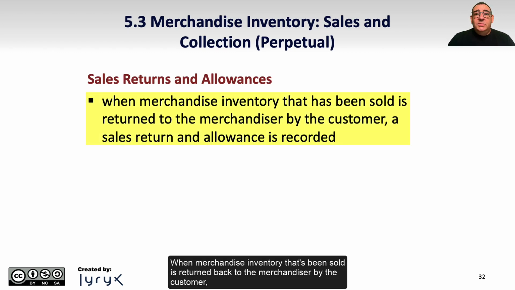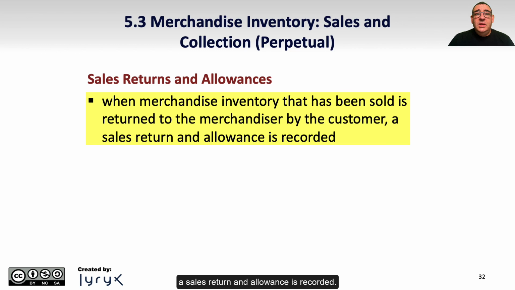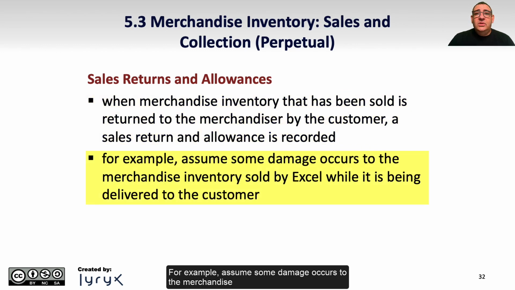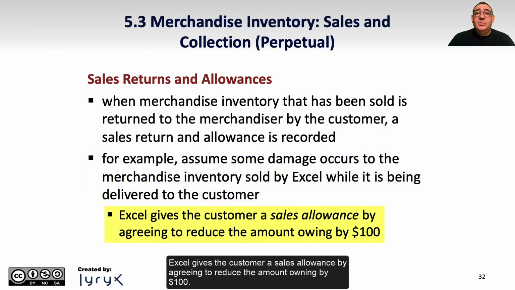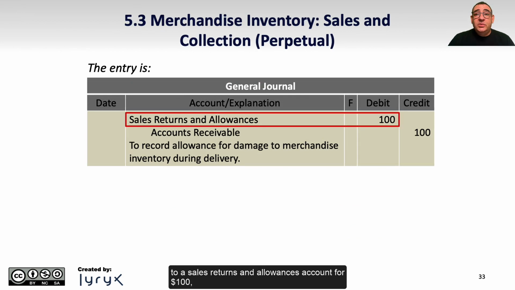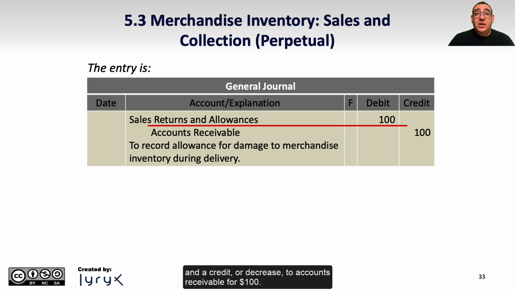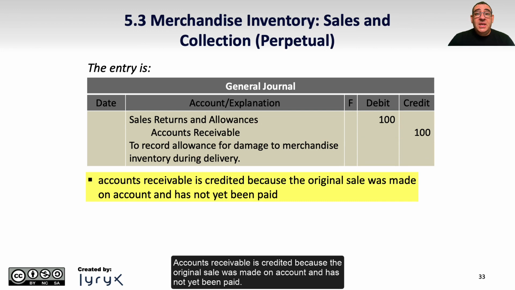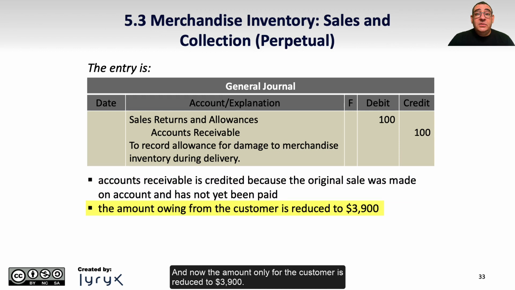When merchandise inventory that's been sold is returned back to the merchandiser by the customer, a sales return and allowance is recorded. For example, assume some damage occurs to the merchandise inventory sold by Excel while it's being delivered to the customer. Excel gives the customer a sales allowance by agreeing to reduce the amount owing by $100. We record this allowance with an increase or debit to a sales returns and allowances account for $100 and a credit or decrease to accounts receivable for $100. Accounts receivable is credited because the original sale was made on account and has not yet been paid, and now the amount owing for the customer is reduced to $3,900.